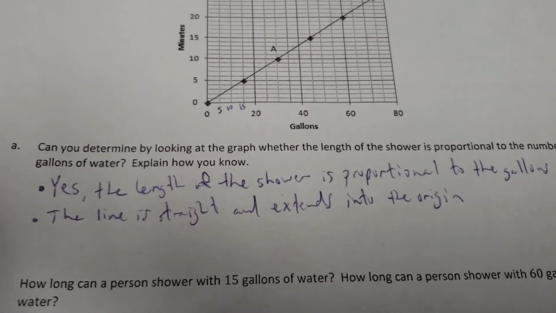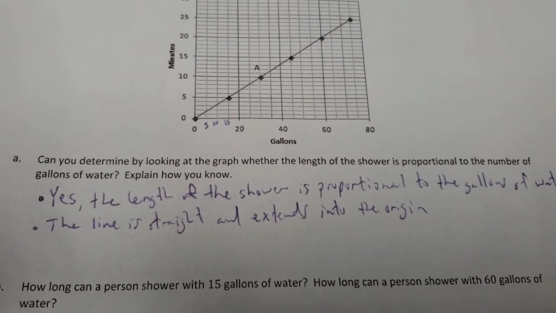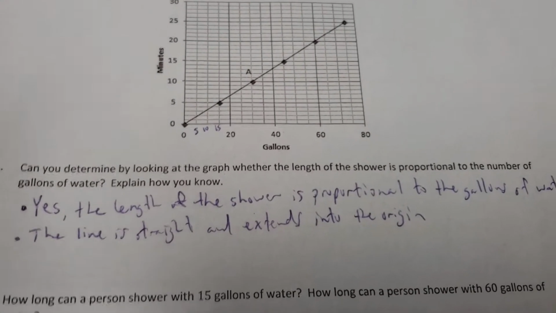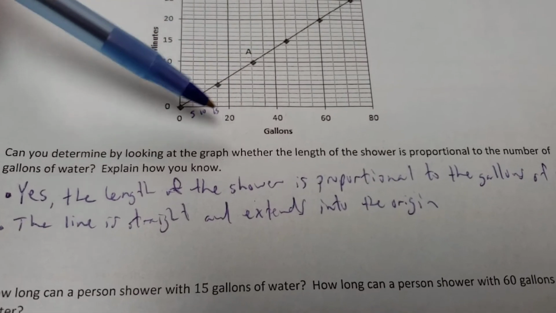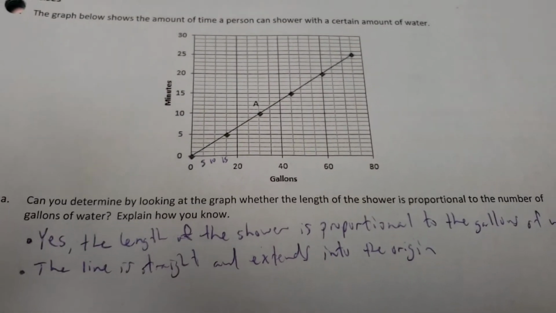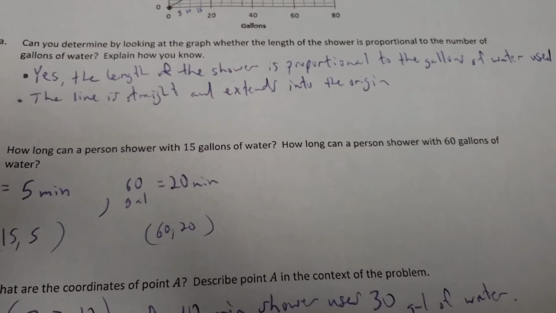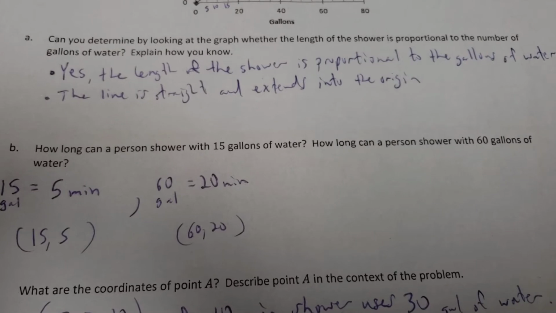Can you determine by looking at the graph whether the length of the shower is proportional to the number of gallons of water? Explain how you know. Yes, we do know this is a proportional relationship because that line is straight and it does extend through the origin. So that's good. Now, B, how long can a person shower with 15 gallons of water?